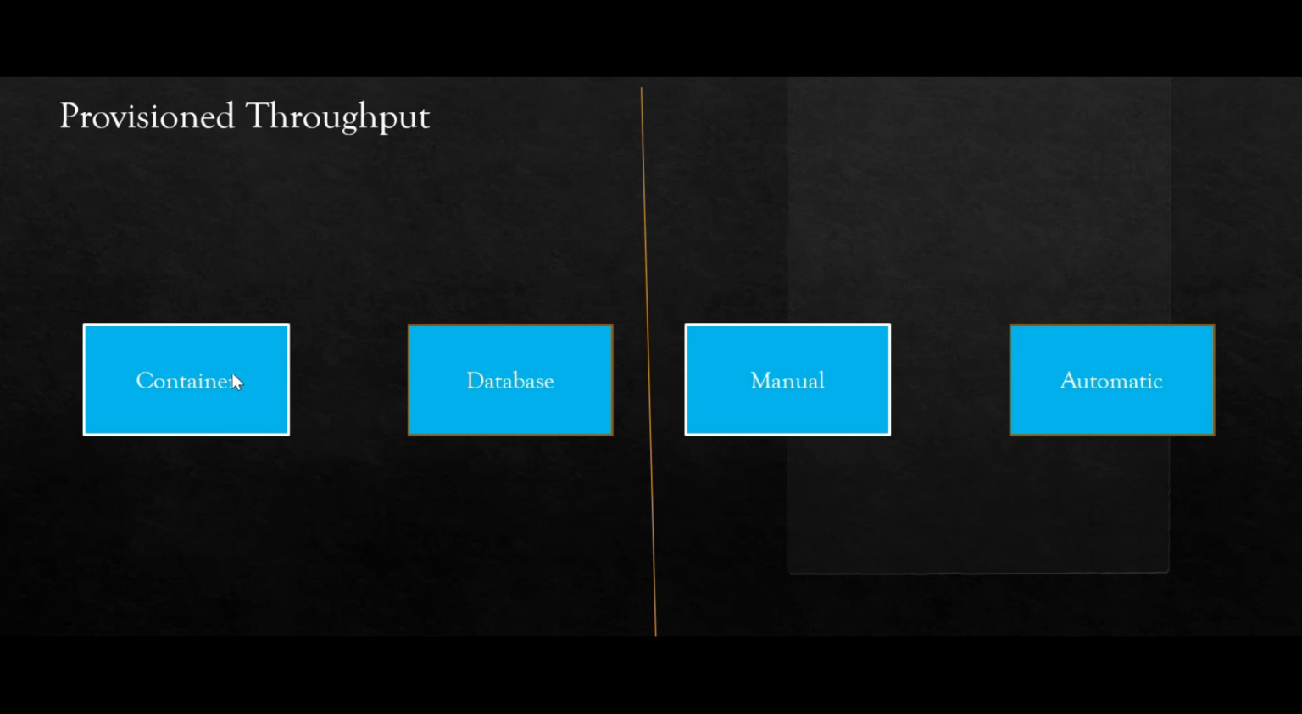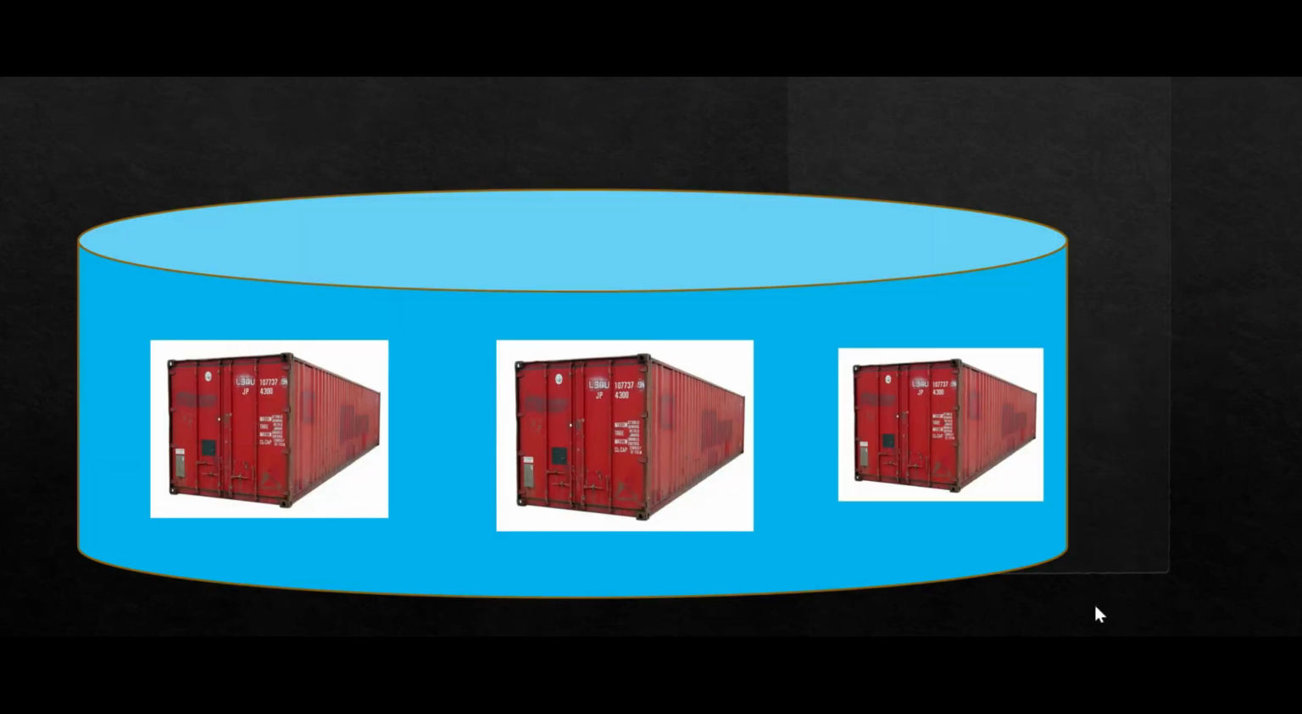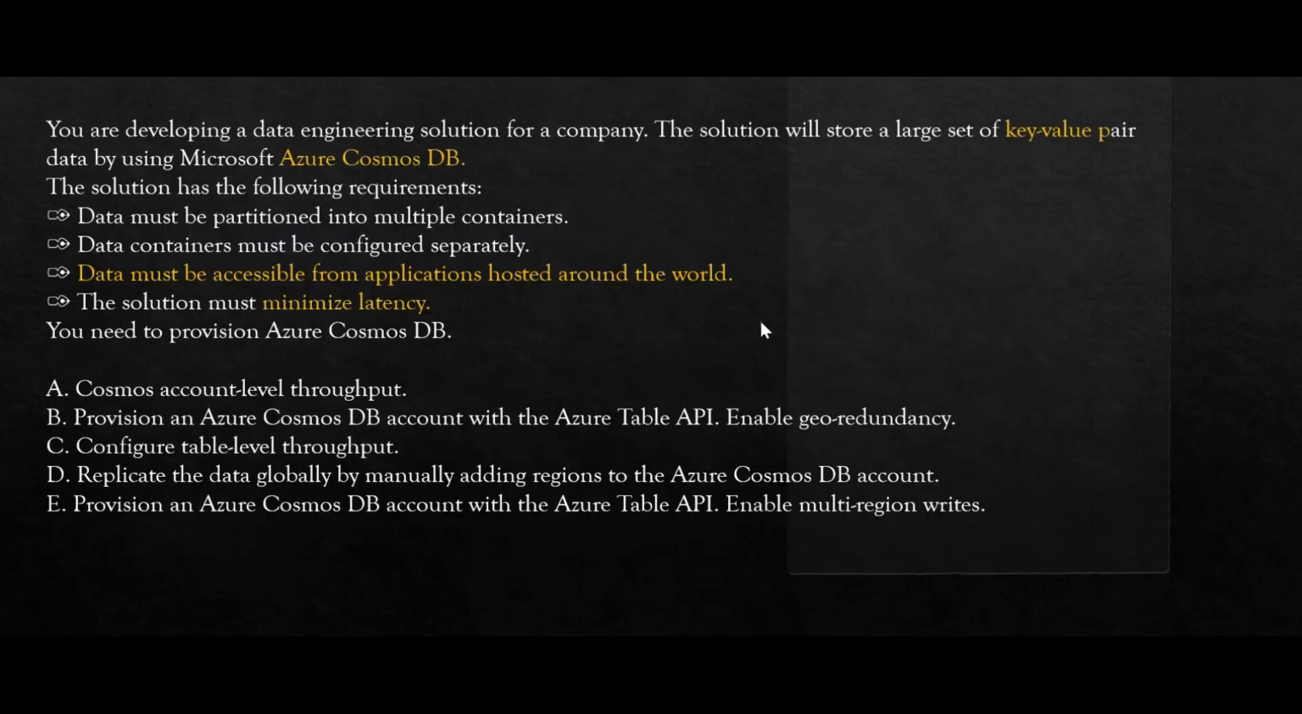Now, if you have it at the database level, the database would have multiple containers. So if you are provisioning the throughput at the database level, then if there are multiple containers, the containers will have to share those throughputs. Which container will use how much throughput will also depend upon the total number of containers available, the partition key, and distribution of the workloads across the containers. So these options A and C are wrong. We will strike this off.